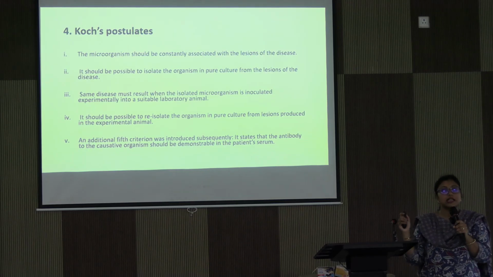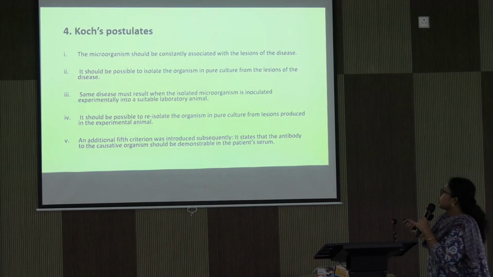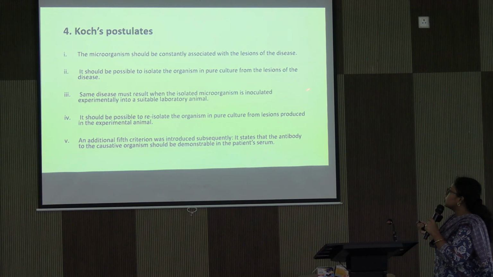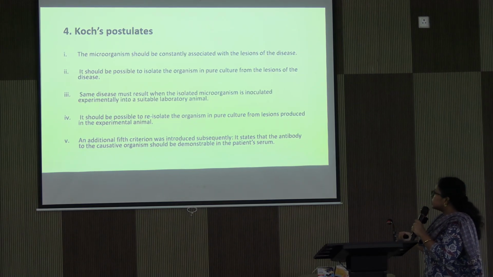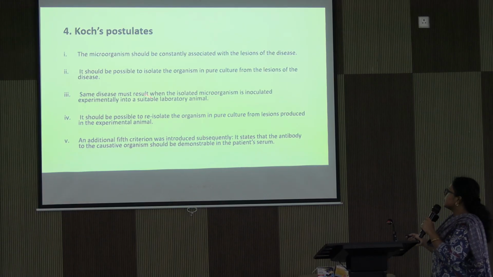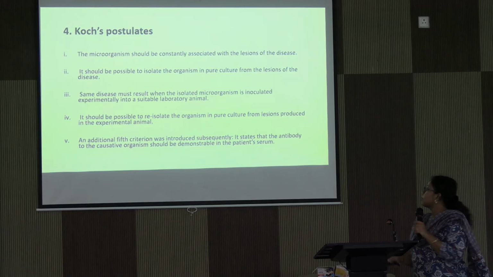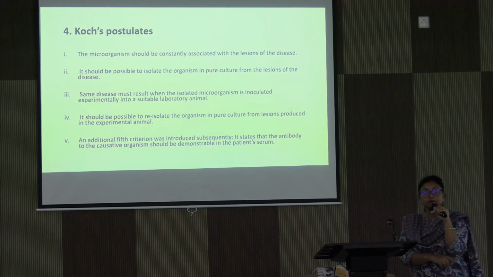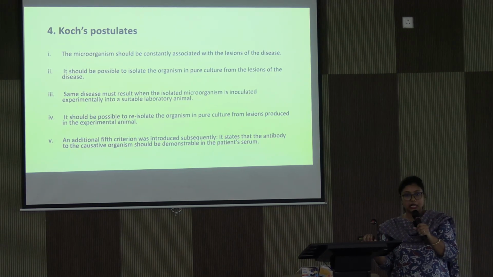Can somebody read this? Okay. So, number one is microorganisms should be constantly associated with the lesion of the disease. Two is it should be possible to isolate the organism in pure culture from the lesion of the disease. Third is the same disease must result from the isolated microorganism if it is inoculated in an experimental lab animal, and it should be possible to re-isolate the organism in pure culture from the lesion produced in the experimental animal.